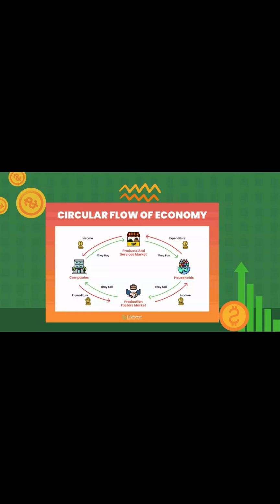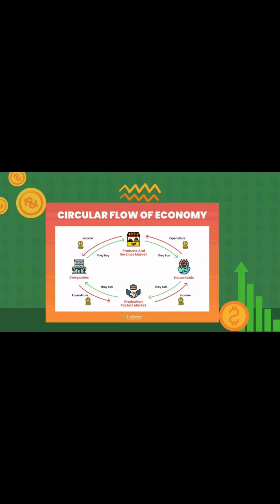Secondly, companies are businesses that buy resources from households and use them to produce goods and services such as food, clothes, or technology. Once they have produced goods, they sell these goods and services in the products and services markets to households who pay money in return. For example, a clothing company pays workers to make t-shirts to be sold in stores. When people buy them, the money flows back to the company.